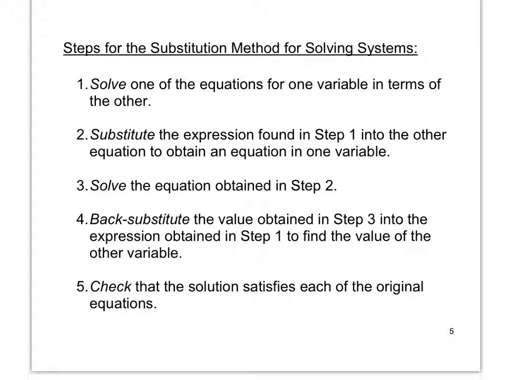So here are the steps for solving a system with substitution. You need to solve one of the equations for one of the variables. Then you're going to substitute what you found in step 1 into the other equation to end up with an equation with one variable. You're going to solve that, and then you're going to back substitute that value into one of the original two equations to find the value of the other variable, and then check them in both to make sure that you do have the right answer.